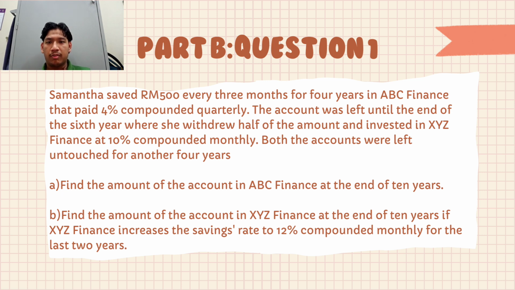Samantha saved RM 500 every 3 months for 4 years in ABC Finance that paid 4% compounded quarterly. The account was left until the end of the 6th year, where she withdrew half of the amount and invested in XYZ Finance at 10% compounded monthly.